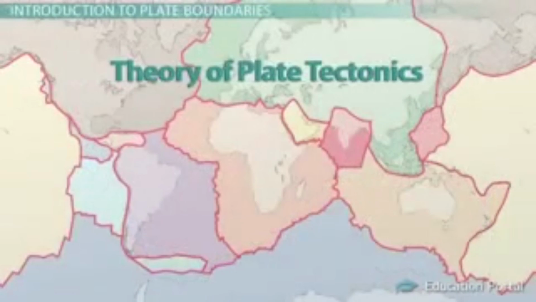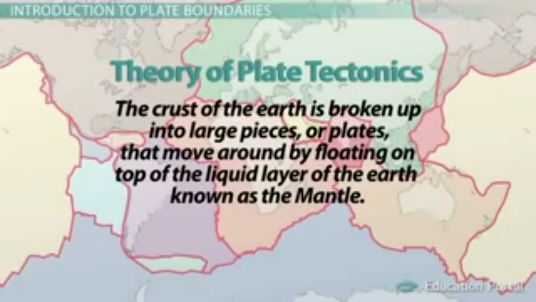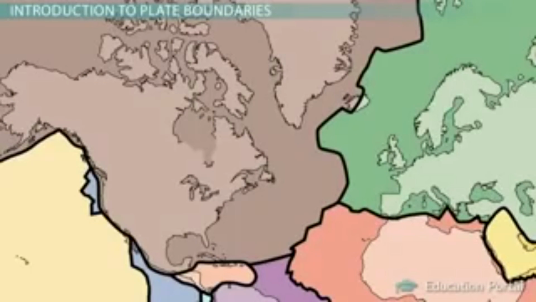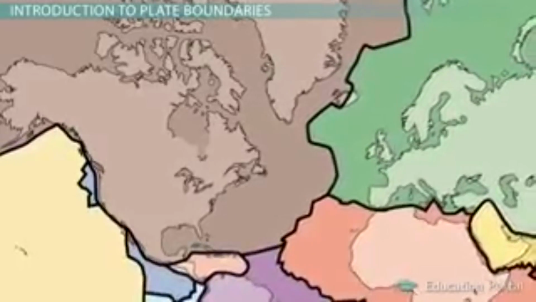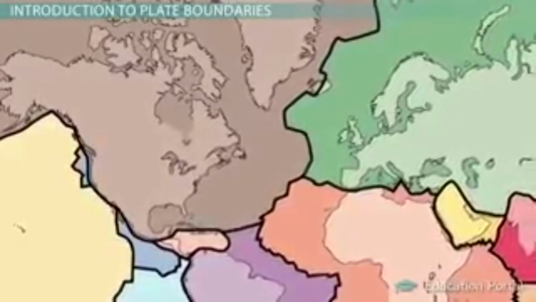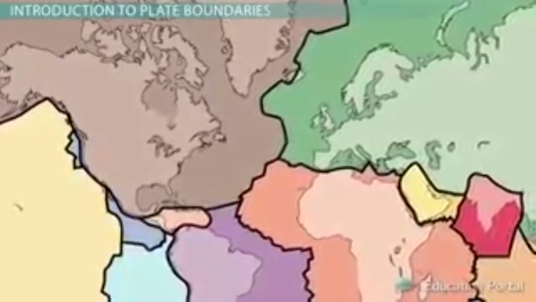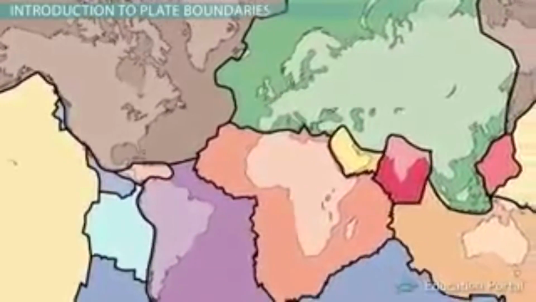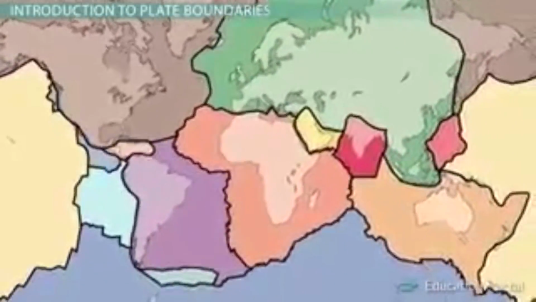The theory of plate tectonics states that the crust of the Earth is broken up into large pieces, or plates, that move around by floating on top of the liquid layer of the Earth known as the mantle. This theory was the result of decades of work and observations made of the Earth's surface. It is still the first model to neatly explain all the pieces of data scientists couldn't explain when they thought the surface of the Earth was stationary.